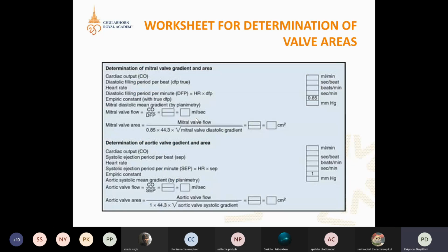This is a worksheet for determination of valve areas to make it easier to calculate the cardiac output and to follow the steps to find the mitral valve gradient and area. Okay, this is an example of the worksheet.